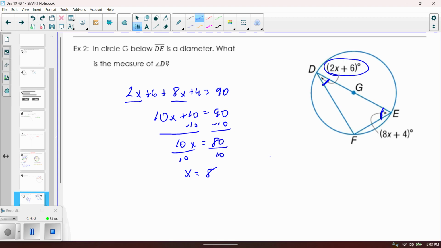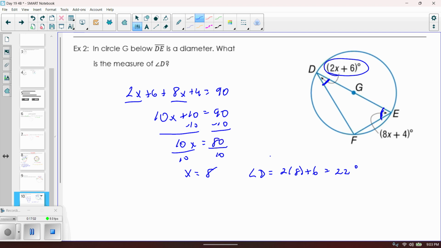Again, that's not the final answer because they are looking for angle D. So angle D is going to be 2 times 8 plus 6. 2 times 8 is 16, plus 6 more is 22. So that is a 22-degree angle.